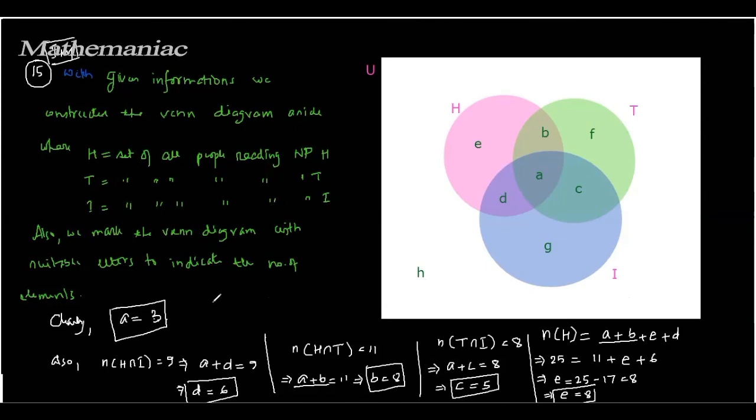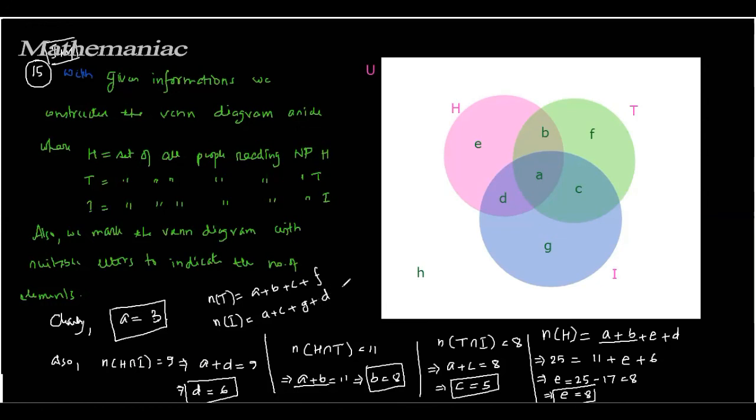Next, once you finish with H, you try to do N of T. N of T will be what? It is A plus B plus C plus F. You have to find F from here. Then N of I, if you do, it will be what? A plus C plus Z plus D. You have to find Z from here.